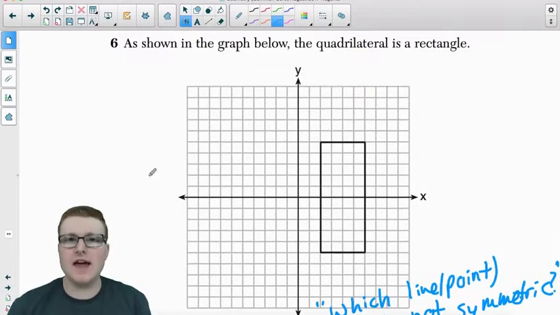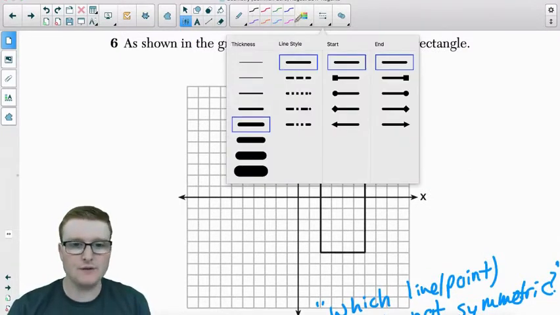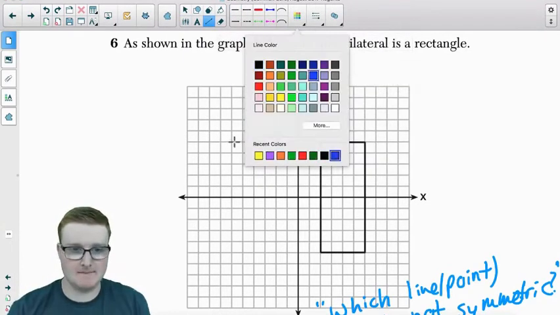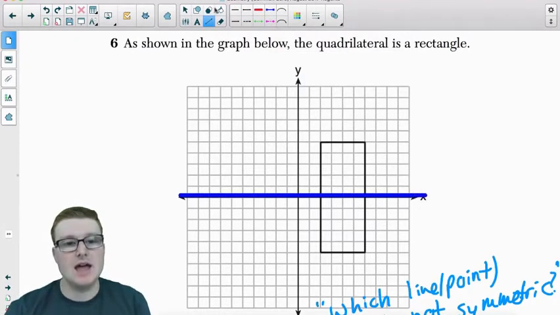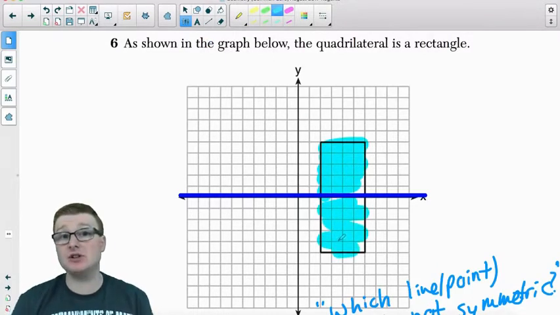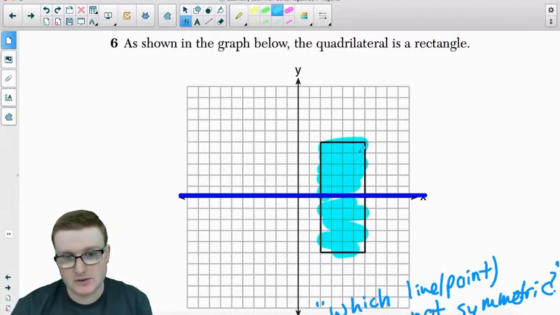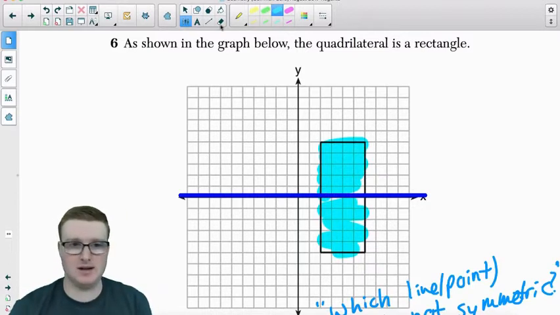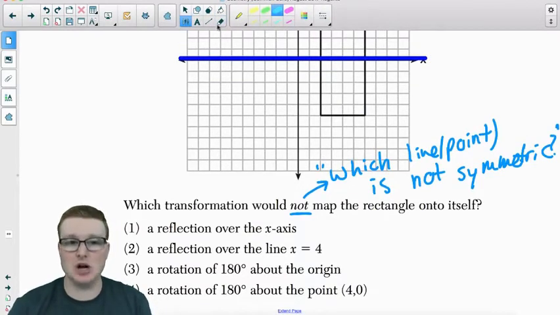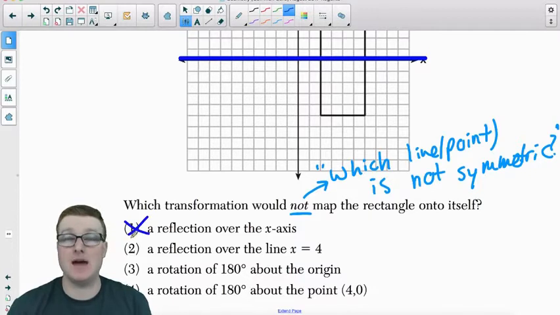A reflection over the x-axis. Well, if you reflect over the x-axis, this is what we get. That's the x-axis. Is the rectangle symmetric on both sides? It's basic symmetry that you learned in elementary school. So is this symmetric to this? Of course it is. And if you're not so sure, count up the little boxes. 1, 2, 3, 4, 5, 6, 7, 8, 9, 10, 11, 12, 13, 14. There's 20 boxes, and there's 20 boxes down here. Of course it's symmetric. So choice 1 would be incorrect because that does work. It's asking you for the one that's not mapping it onto itself.